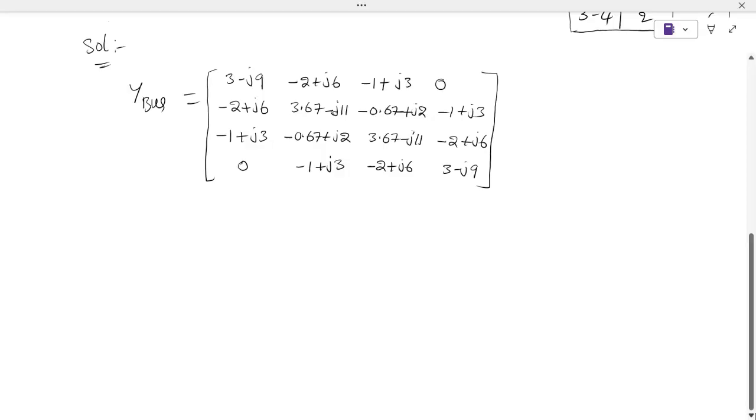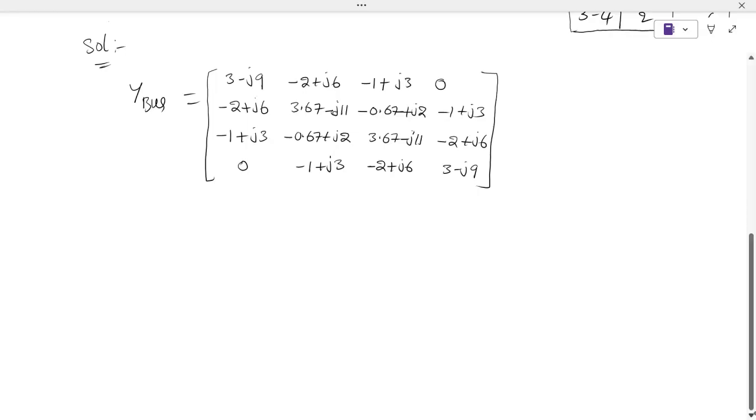Now this is our required Y bus matrix that we have calculated from the given data, that is, the conductance and susceptance values given directly. As per the network given, this is the Y bus matrix. All these values are in rectangular form. Now we need to convert them to polar form also. I will tell you why we convert these rectangular forms to polar form.